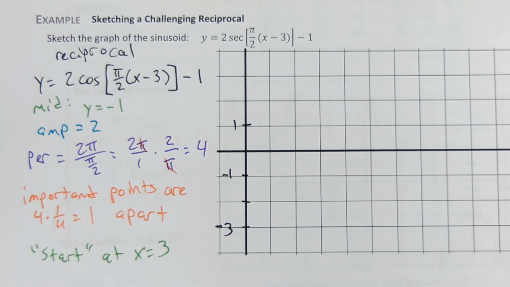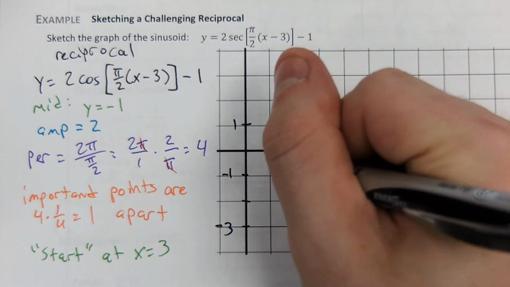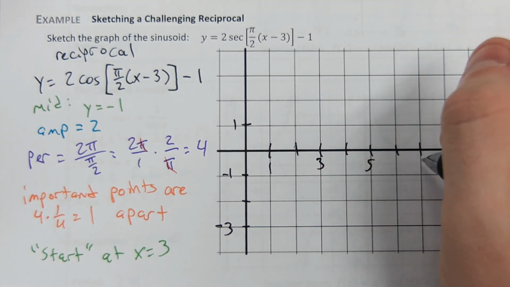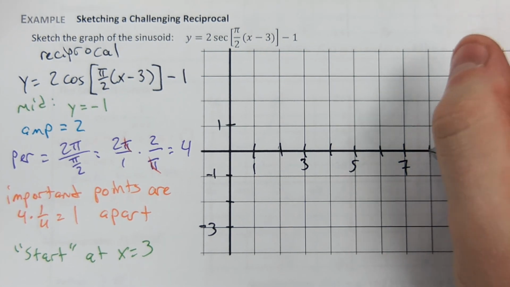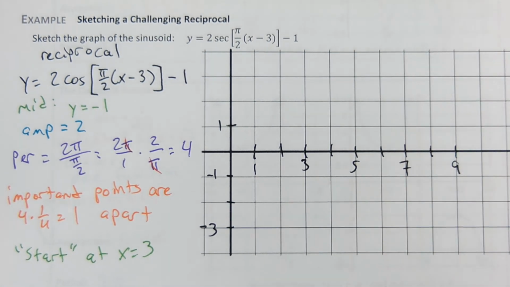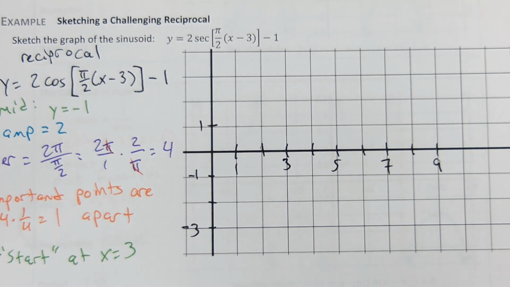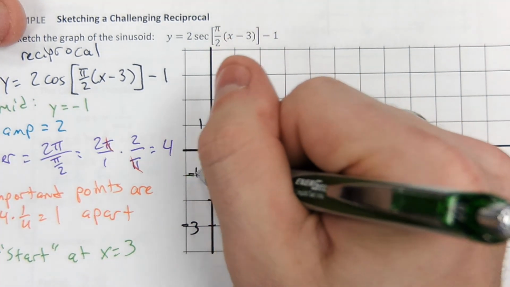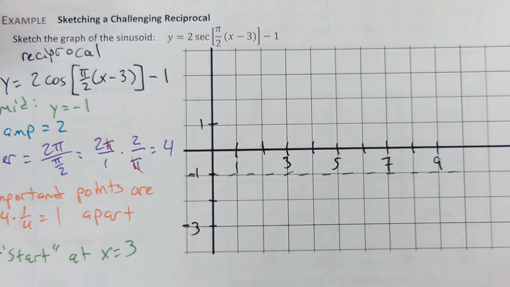Oh, we can just count by ones on the x-axis. 1, 2, 3, 4, 5, 6, 7. Let's go 8, 9. Let's see if that's enough to get 2 periods on there, because I honestly don't know. We're going to start at 3. Oh, but we're going to be graphing this cosecant function whose midline is -1. Excuse me, cosine function whose midline is -1. There we go.